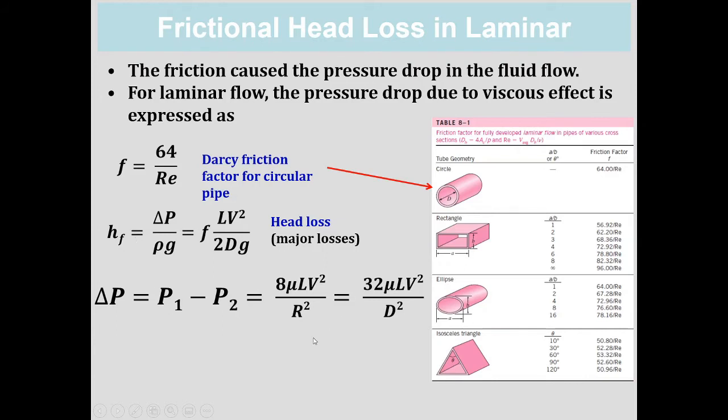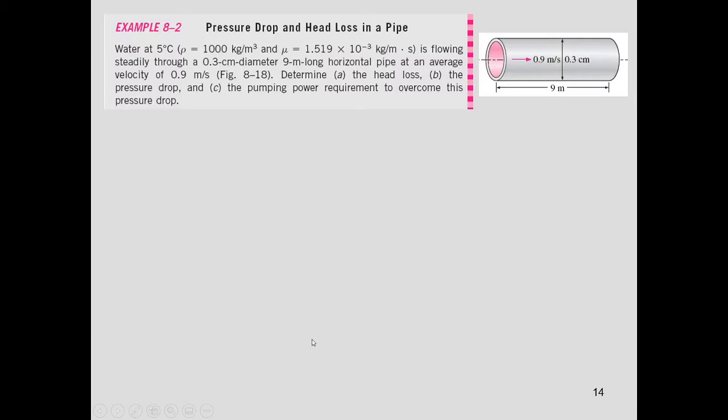So delta P, we went through this before. We go to the first example. The first example is water at 5 degrees C, rho equal to 1000 kilogram per meter cube, mu equal to 1.519 times 10 to the power of negative 3 kilogram per meter per second. It is flowing steadily in a 0.3 centimeter diameter, 9 meter long horizontal pipe. The length is 9 meter and the diameter is 0.3 centimeter. Determine the head loss and the pressure drop, and the pumping power requirement to overcome this pressure drop.